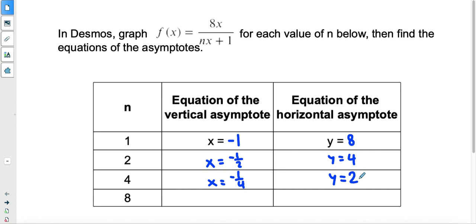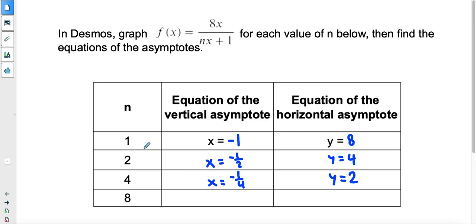So you might notice something. You might notice a relationship here. If you take a look at the horizontal asymptote, for example, when n is equal to 1, the horizontal asymptote is y is equal to 8.